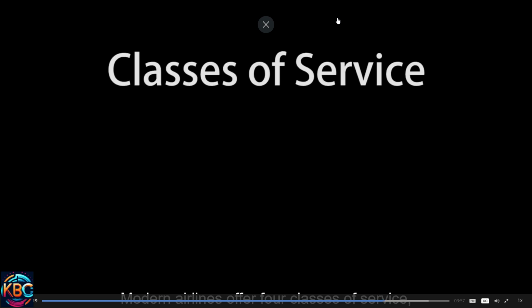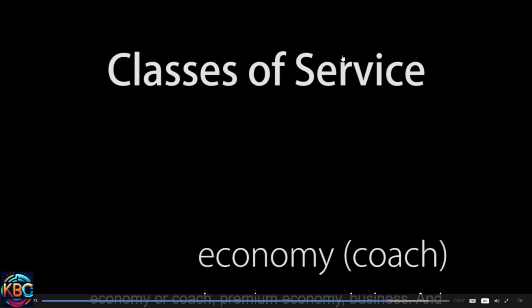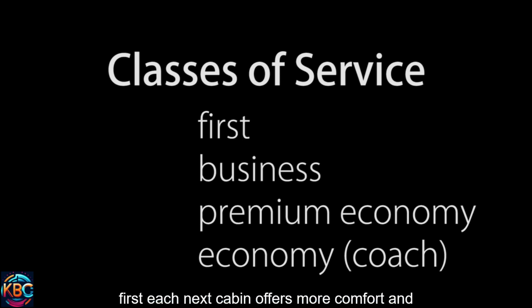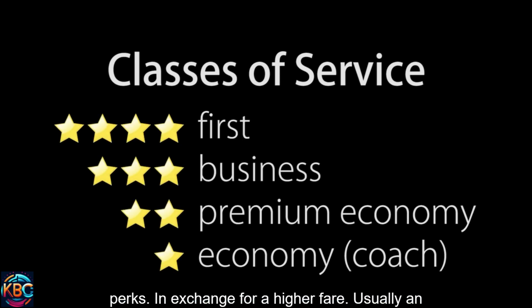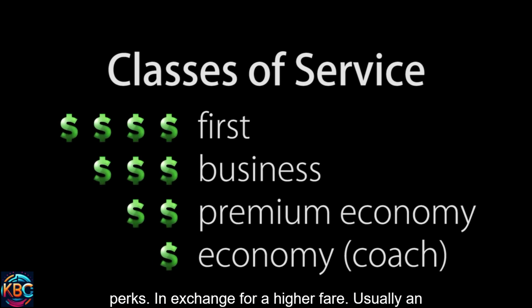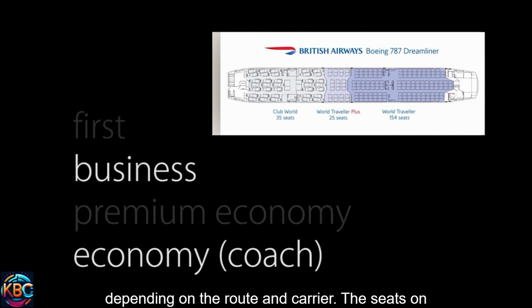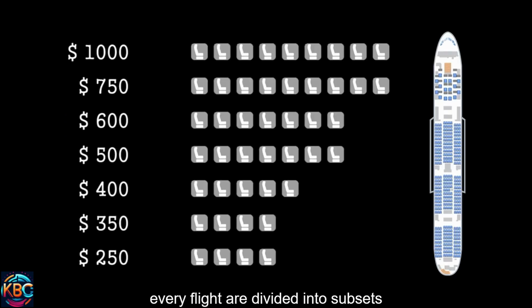Modern airlines offer 4 classes of service: economy or coach, premium economy, business, and first. Each next cabin offers more comfort and perks in exchange for a higher fare. Usually an airplane would offer 2 or 3 cabins at a time, depending on the route and carrier. The seats on every flight are divided into subsets corresponding to different price levels.